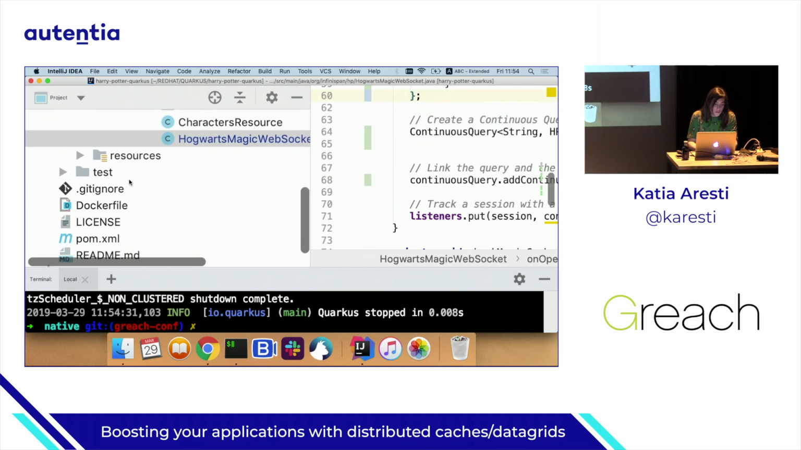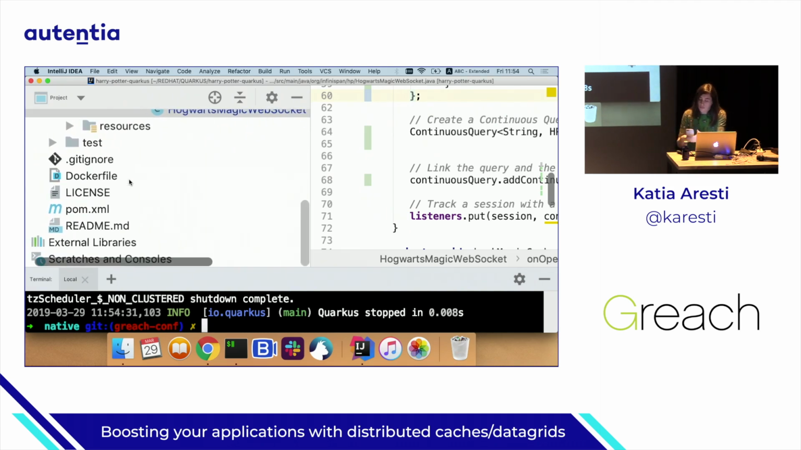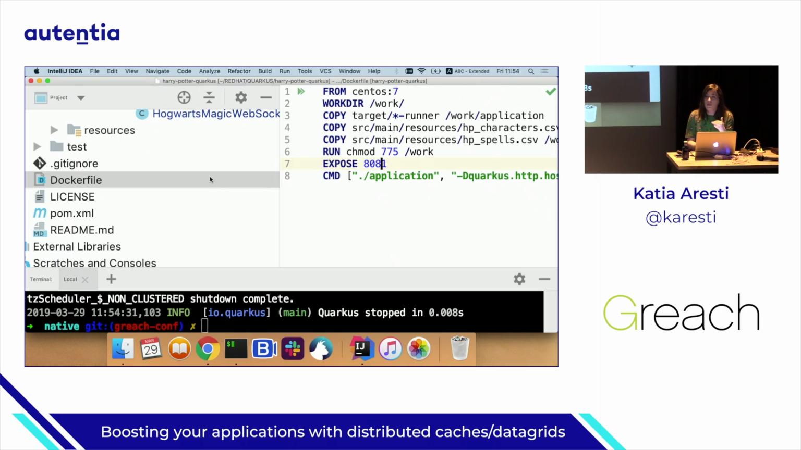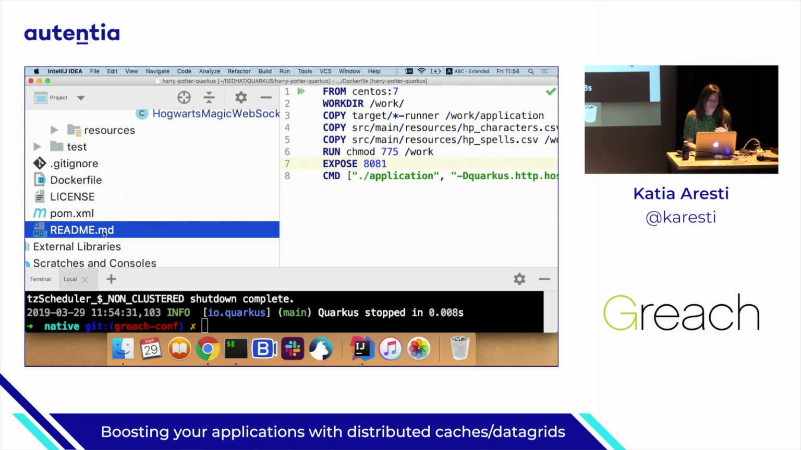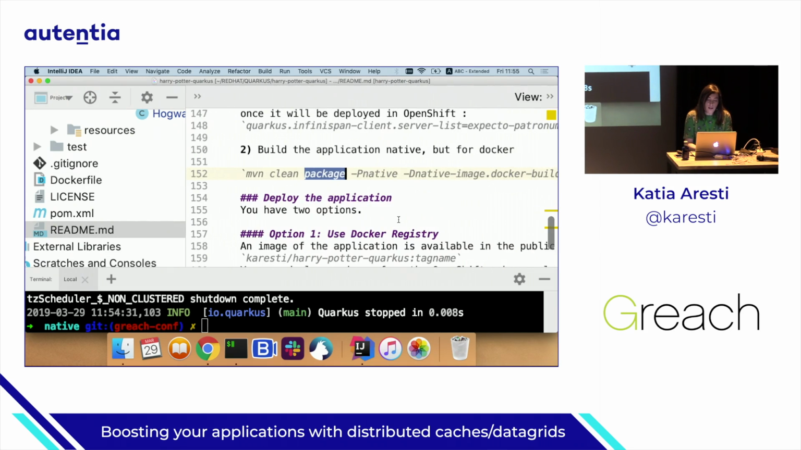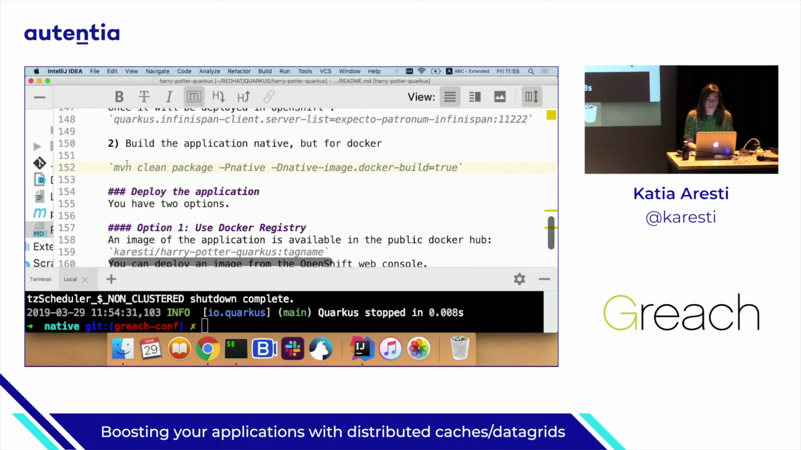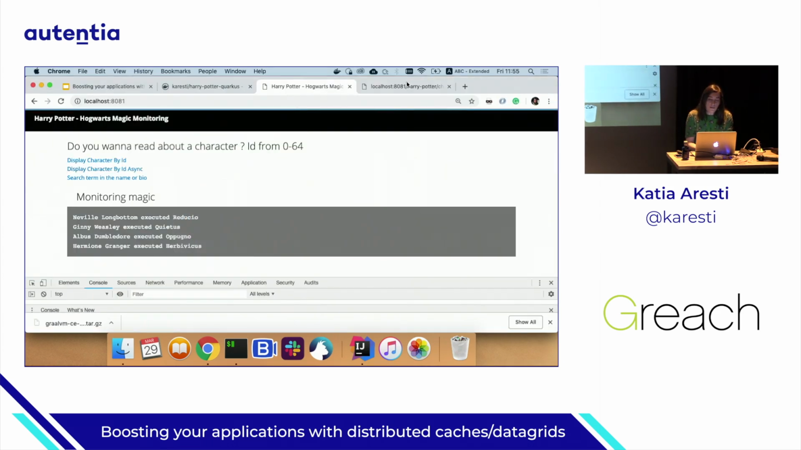Just to be fast, just to finish, 5 minutes. I've created a native executable for Mac, but you can create one for Docker. To create a native executable, you just need to run, in this example, Maven clean package with profile native. And if you want it to run in a Docker container, you will say native image Docker build true.